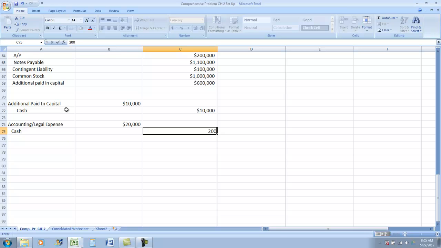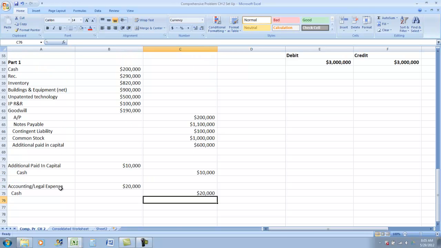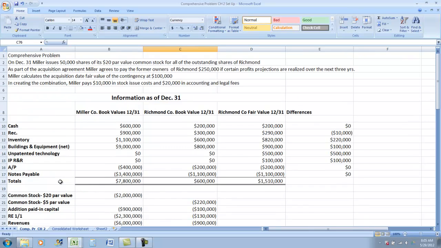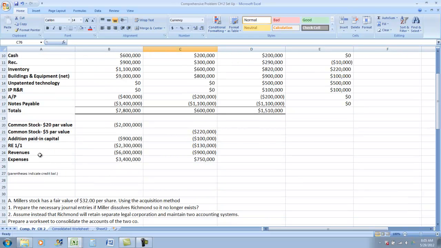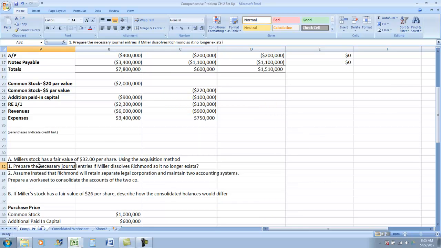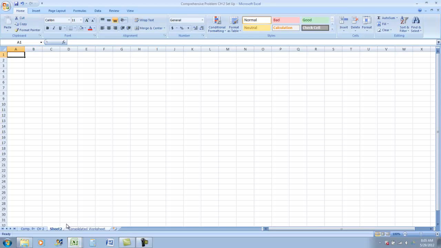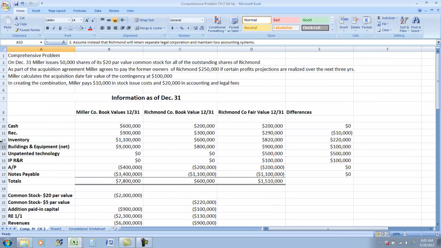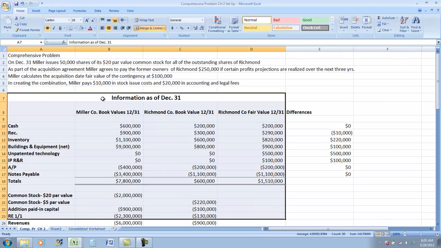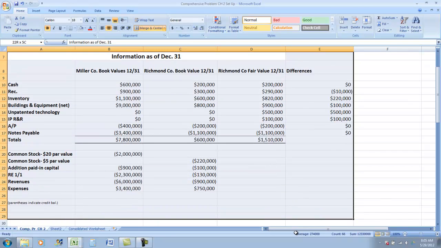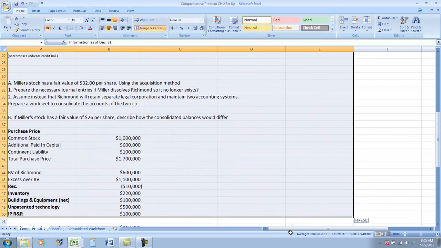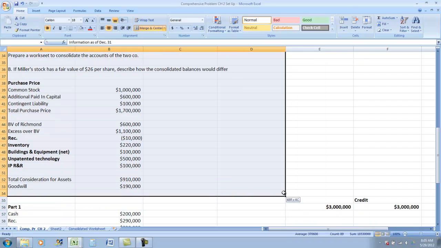So this would be the entire part one if they actually had dissolved Richmond. So part two says, assume instead that we retain a separate legal entity. So I'm going to copy all this.